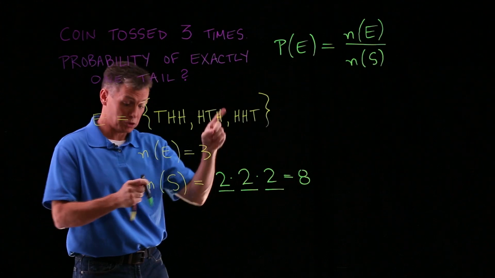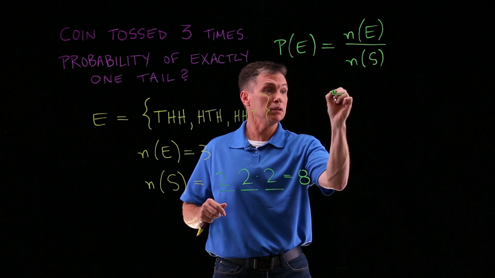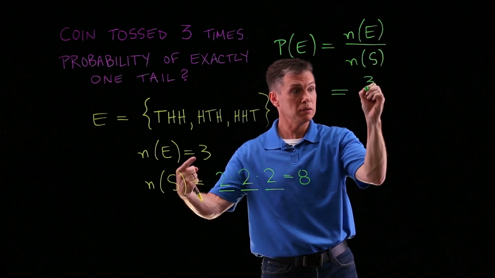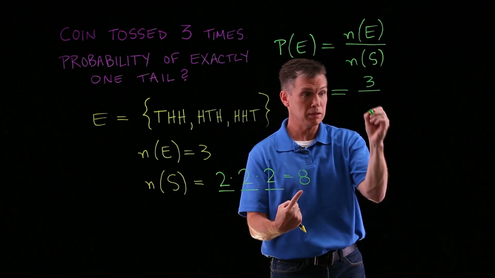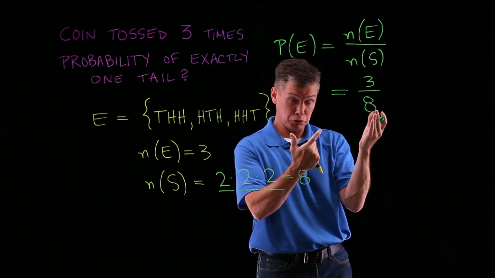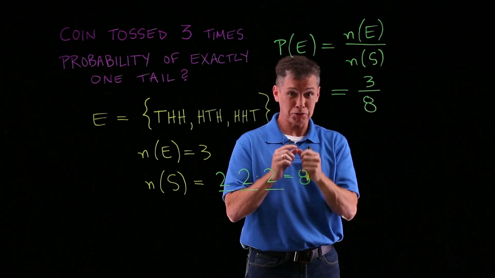Okay? So back to our actual answer here. The probability in this problem is the numerator of 3 and the denominator of 8. Final answer of 3/8. If I could reduce the fraction, I would, but I can't, so I'm done. Okay? Practice some more on your own.